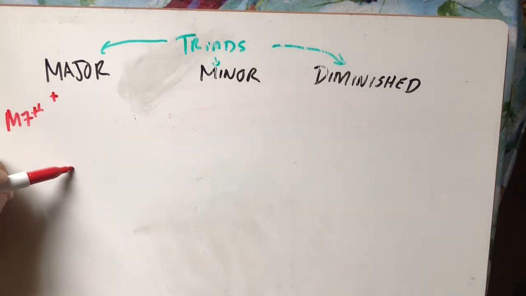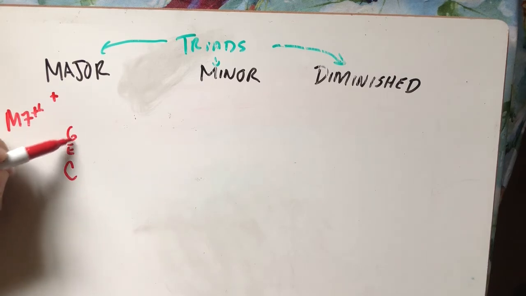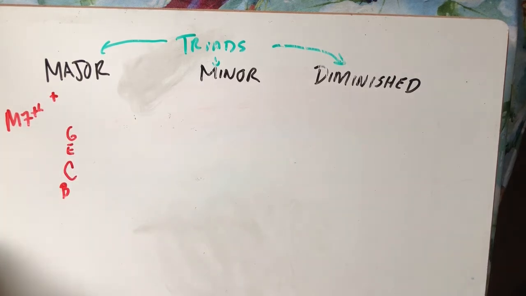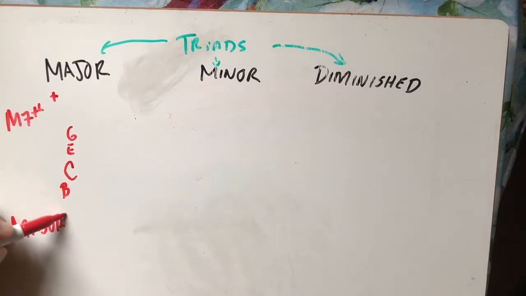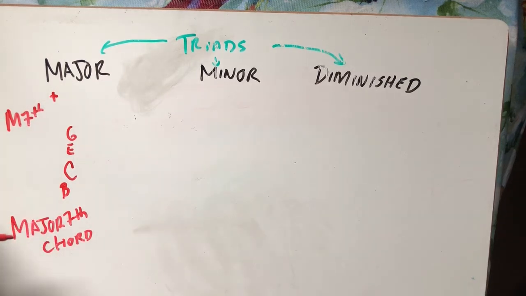For example, C, E, G is my major triad, and B is a half step down, so that's my major 7 distance from here to here. We call that a major 7th chord. The name kind of tells you it's got a major triad and a major 7th, so we call it a major 7th chord.